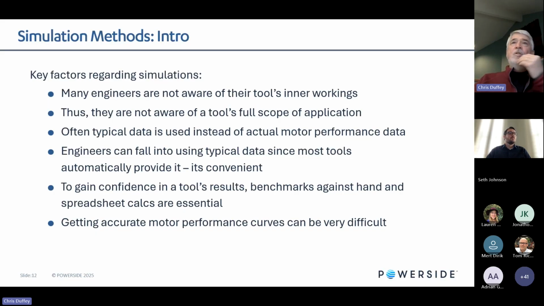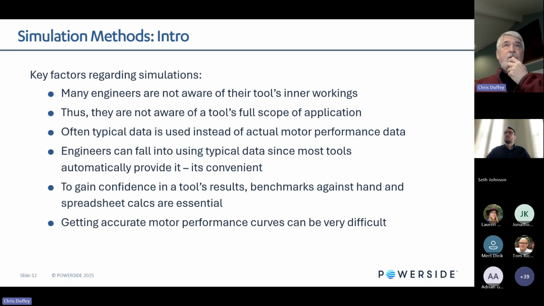Now, there are various simulation methods, but the key factor I've seen over the years is that many engineers are not really aware of what's on the inside. And we're hopefully going to talk about that today. We're going to show you what's on the inside, as best as we're able to. If you're not aware of what the tool is doing on the inside, you may not really understand the full scope of the application, what you can really get out of it and what you can't.